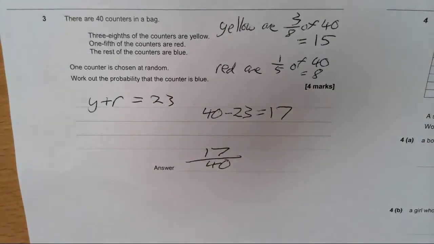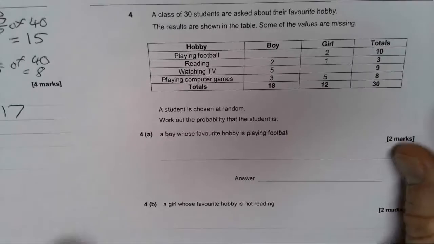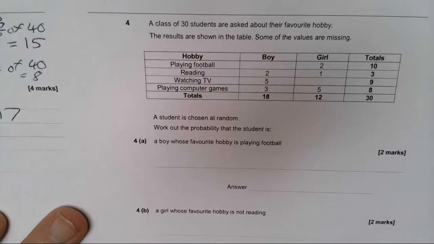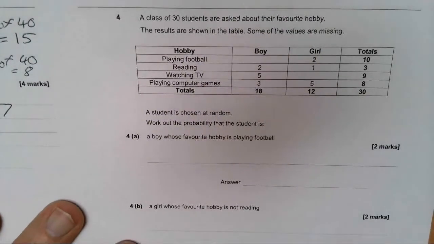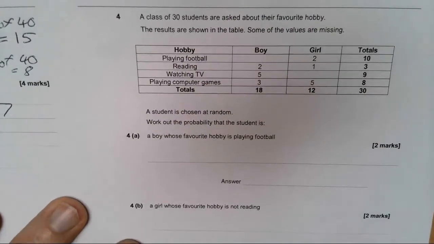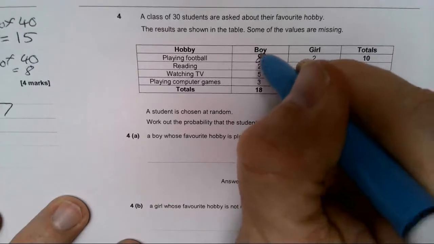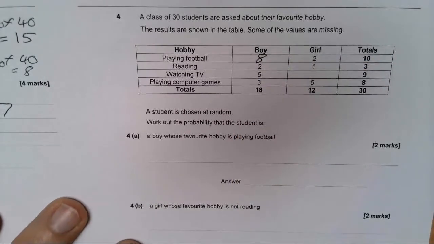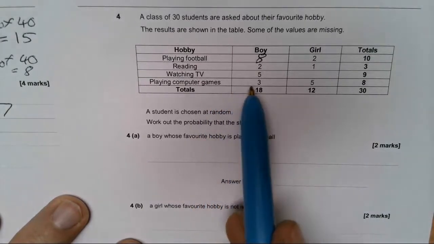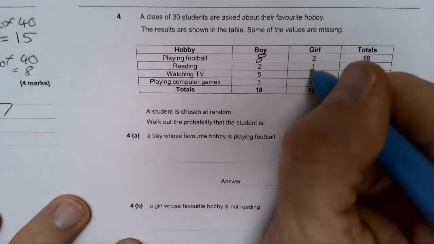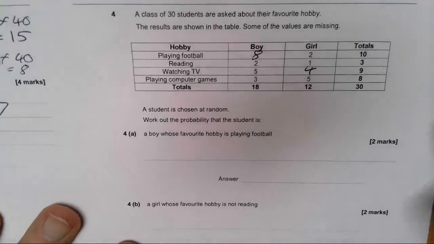Question 4. First thing I'm going to do is fill this table in. So a class of 30 students are asked about their favorite hobby. The results are shown in the table. Some of the values are missing. Hobby, playing football, I've got a blank, I've got 2. It comes to 10 in total, so there must be 8 boys who enjoy playing football. Watching TV, I've got 5 boys saying that's their favorite hobby, 9 in total, so there must be 4 girls saying that is their favorite hobby.